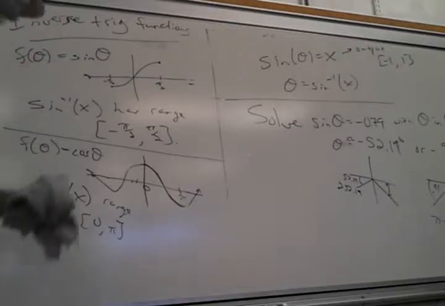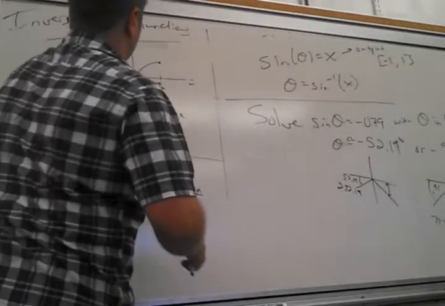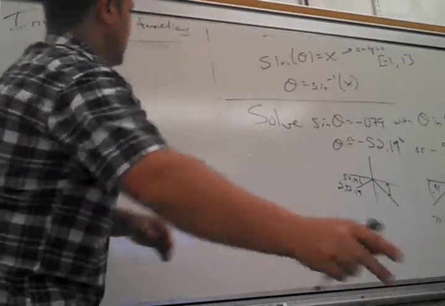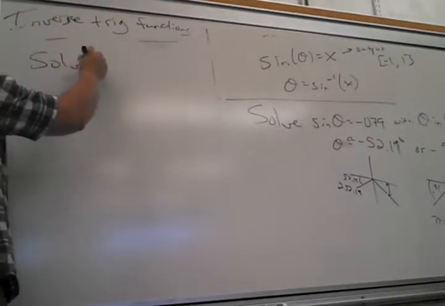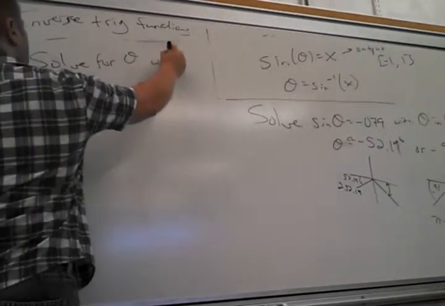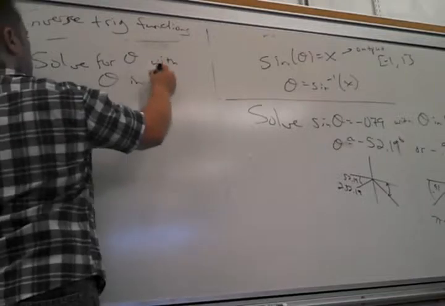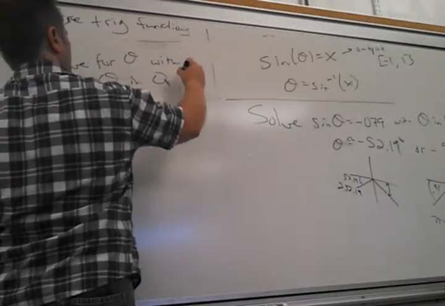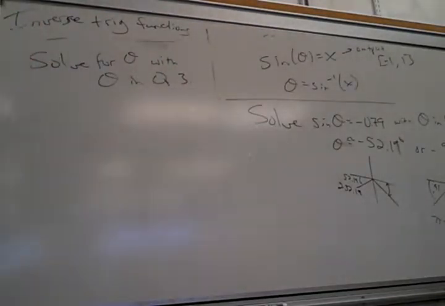So let's do a cosine problem. Same kind of way. I want the cosine solved for theta with theta in quadrant... Oh, I got to pick on quadrant 3 all the time. Well, make it quadrant 4.